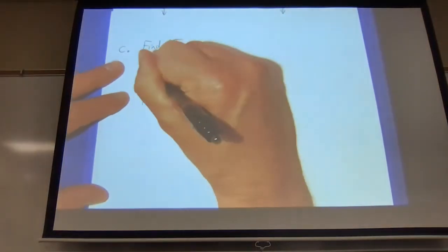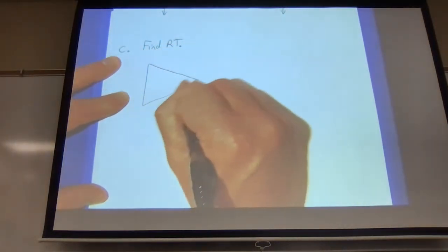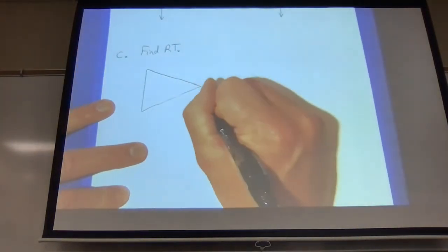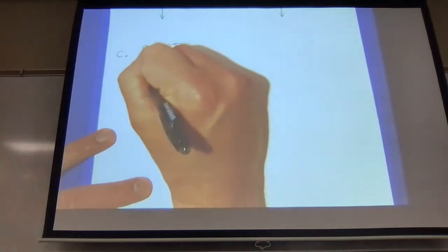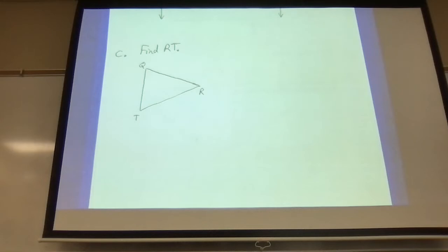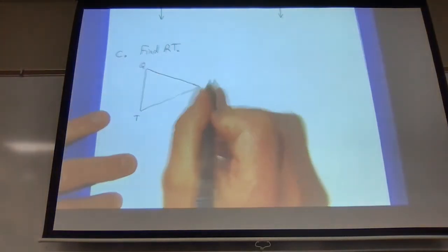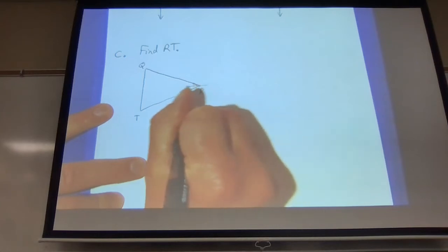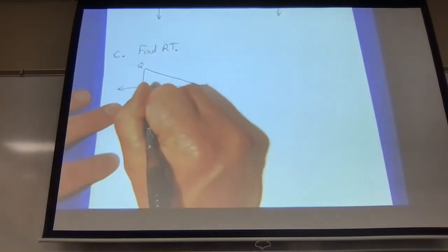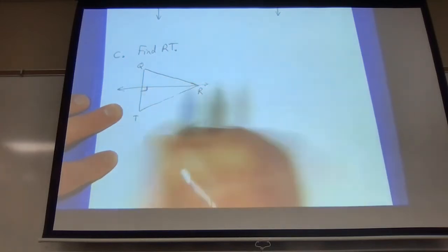This time they're going to tell us to find RT. And this time we're going to switch our triangle. We're going to put it on its side. In this triangle, we're going to have R over here on the right, and then Q and T are the vertices on the left. And this one, we're going to draw in the perpendicular bisector. So it's going to come through the top here. It'll be a perpendicular bisector, so we're going to get right angles down here.